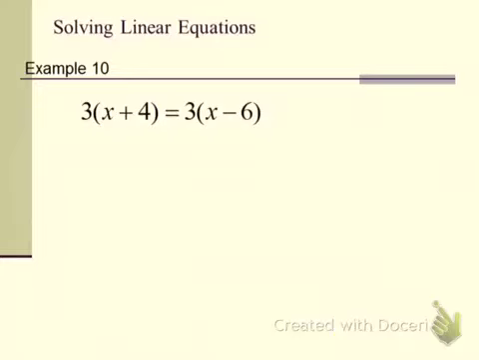All right, now we've got a couple special cases to deal with. Now this one looks a lot simpler, but there's something here that we have to remember. First step in this problem is to do what? Distribute. Distribute the 3, and when we distribute the 3, what do we get? 3x on both sides. 3x plus 12 equals 3x minus 18. Now, stop right there.